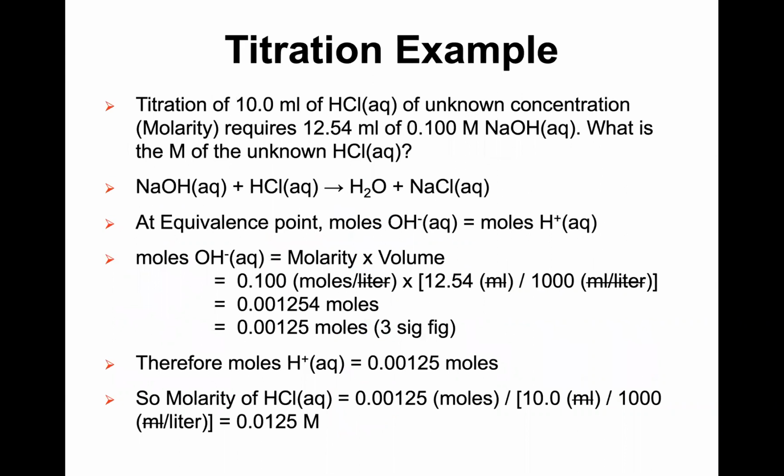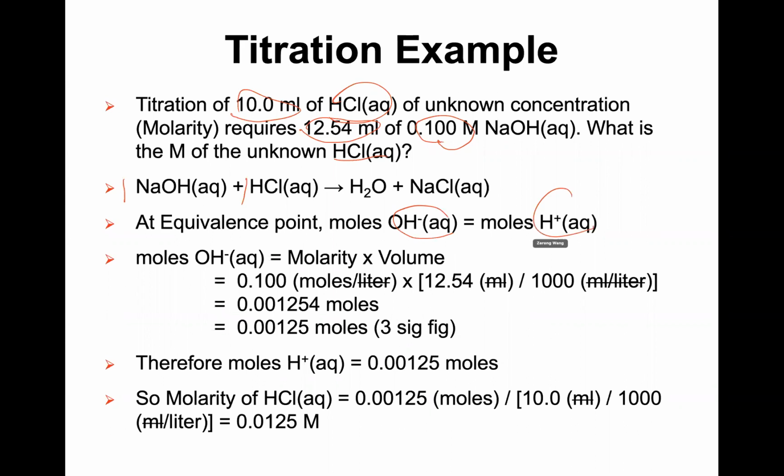Now, we will do a titration example. Say you want to titrate 10 milliliters of hydrochloric acid of unknown concentration, so the concentration we don't know. You measure that it requires 12.54 ml of 0.1 molar sodium hydroxide. Then we ask what the concentration of hydrochloric acid is. In this case, the stoichiometric ratio is 1 to 1, so at the equivalence point, the moles of hydroxide equal the moles of protons, right?